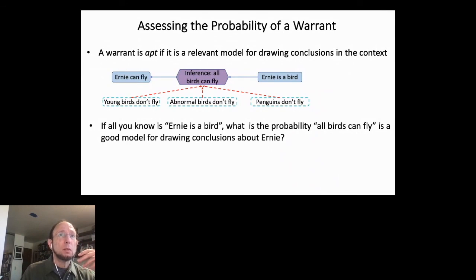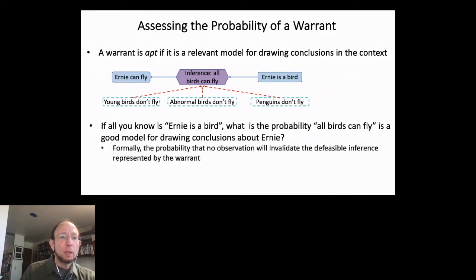Is the warrant all birds can fly relevant to Ernie? That calls on you to pull out of your background knowledge, to assess your background knowledge abstractly and say, 0.6, I'm not going to see an observation that invalidates this inference. Formally, what we're doing here is assessing the probability that no observation will invalidate the defeasible inference represented by the warrant.